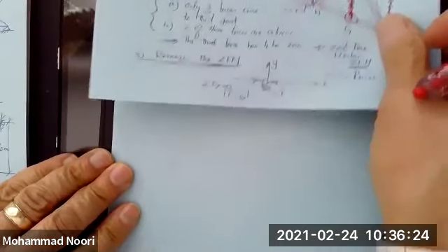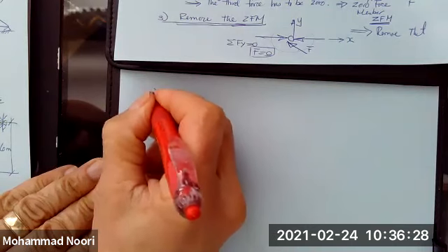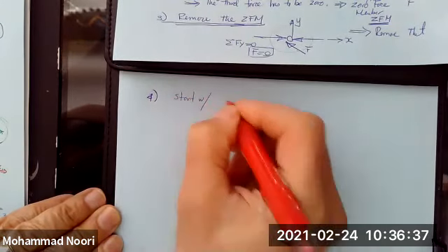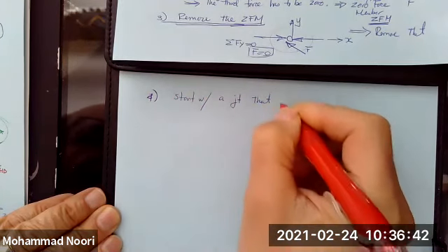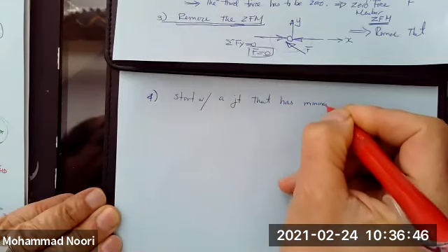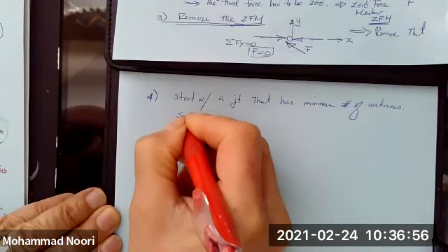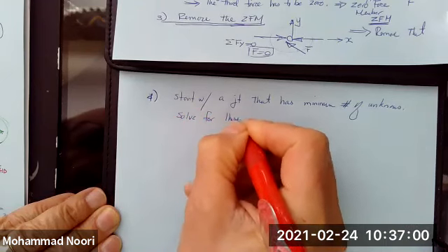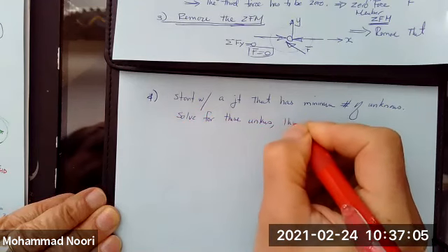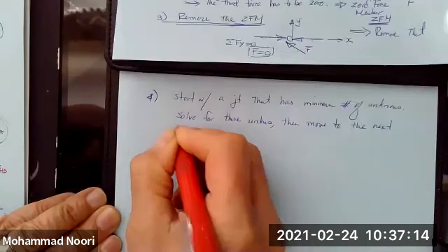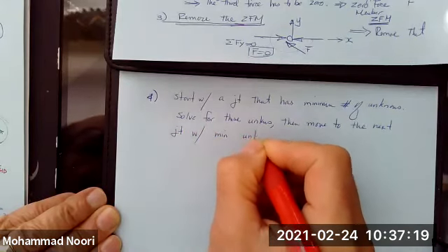So what is the next step? Once you identify the zero force members, and you know how many members you have, you go to the next step, step number 4. What is step number 4? You start with a joint that has the minimum number of unknowns. Solve for those unknowns, then move to the next joint with minimum unknowns.